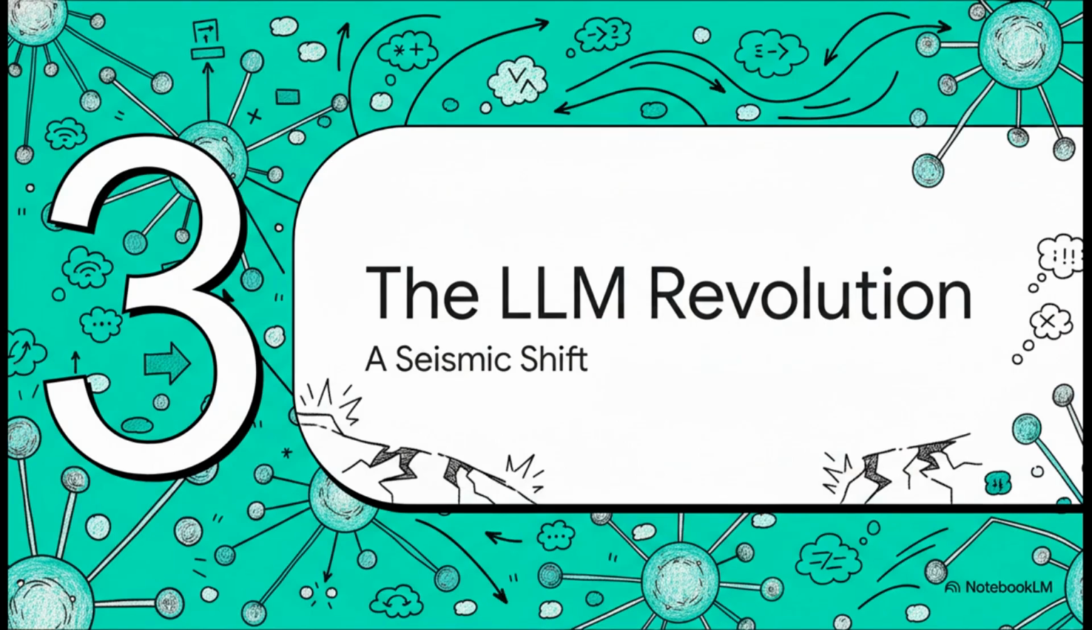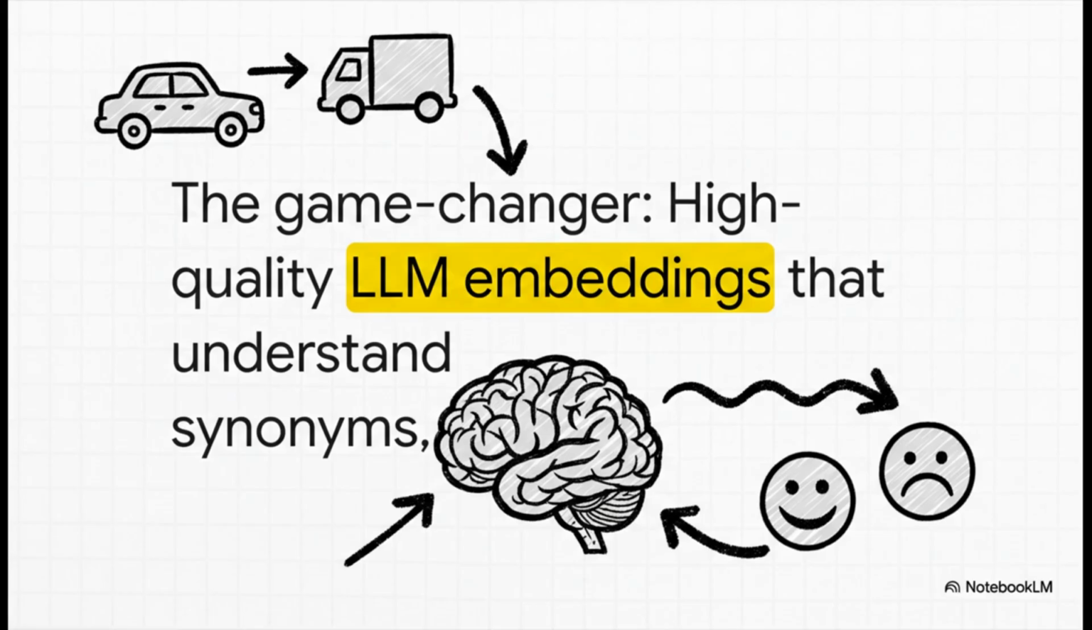And then everything changed. The rise of large language models didn't just tweak these techniques a little bit, it fundamentally rewired how we even approach them. It was a massive, seismic shift for the whole field. So what was the game changer? It all comes down to one thing: high-quality embeddings.